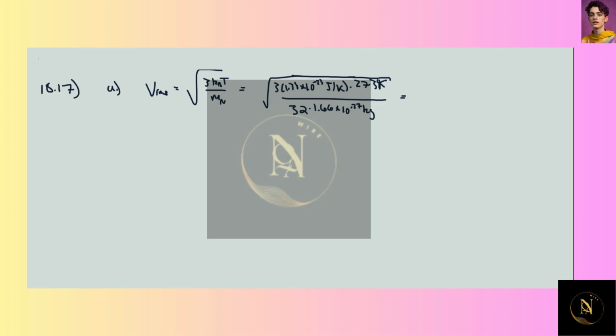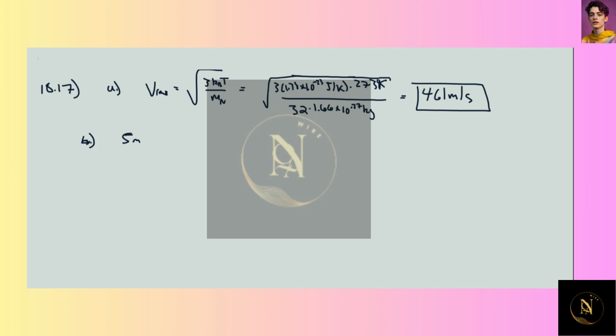Cool. We can just calculate this in our calculator, and we see this is 461 meters per second. So these nitrogen molecules are moving quite quickly. So that's part A. Part B now asks, determine how many times per second it would move back and forth across a 5-meter long room on the average, assuming it made very few collisions with other molecules.